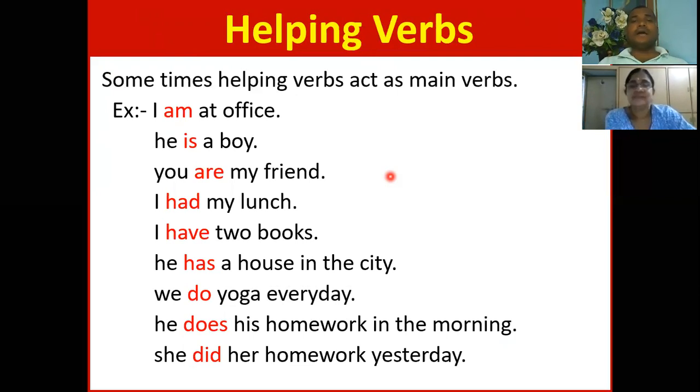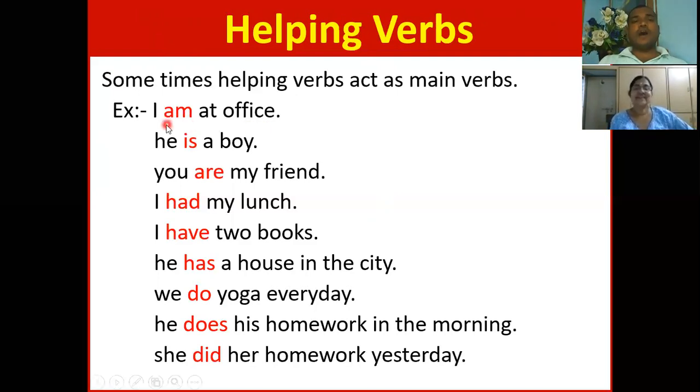Now, helping verbs. So here, given all the be forms, next have forms and do forms, but as I said earlier, a helping verb should help the main verb. But in this case, helping verbs are acting as main verbs.